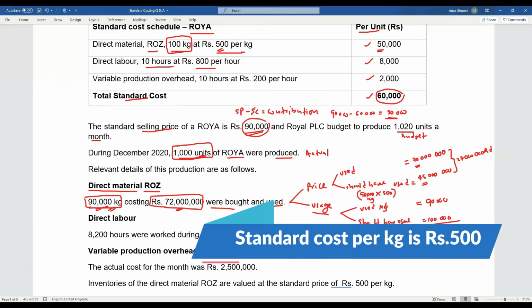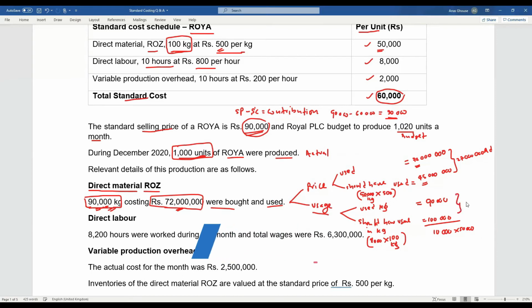50,000. So if you use this, 10,000 times 50,000, so that will be how much? 5 million. Is it favorable or adverse variance? It should be a favorable variance because we should have used 100,000 kg. However, we used 90,000 kg to produce these 1,000 units. So therefore, our variance is favorable 5 million. Is that clear? Okay.